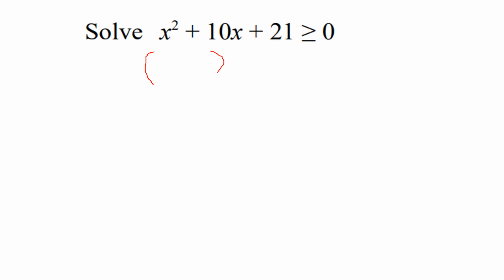So put it into a pair of brackets, because obviously it's a quadratic, and it's greater than or equal to 0. Okay, so x and x go in the first part, because x times x makes x squared, and then two numbers that add to make 10 and multiply to make 21 will be positive 3 and positive 7, or plus 3 and plus 7.